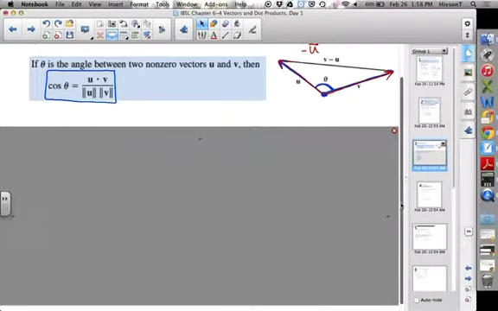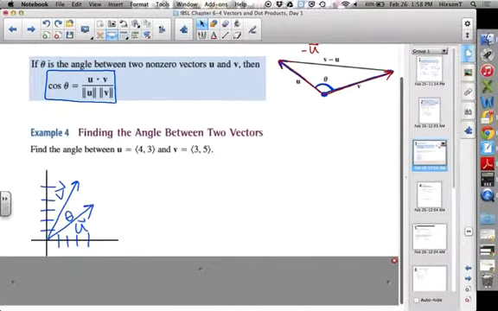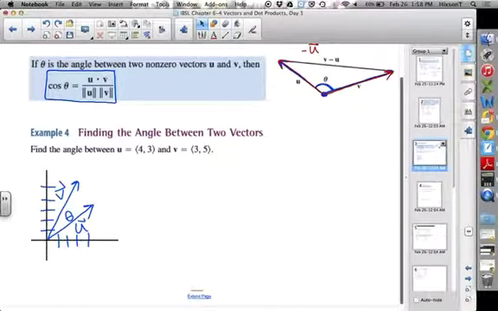Well, let's go ahead and actually find the angle between these two vectors. We have the vector u that's 4, 3, and I drew that here. And then we have the vector v that's 3, 5, I drew that here. So we know our angle should be less than 90 degrees. Yeah, we know it's going to be an acute angle, just by looking at it.